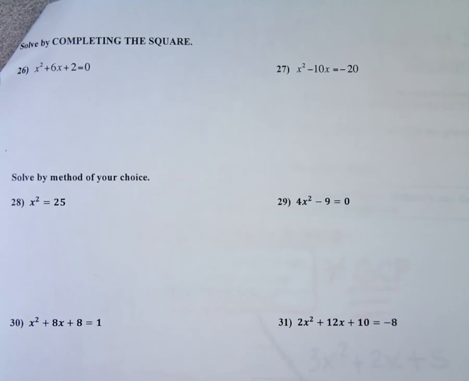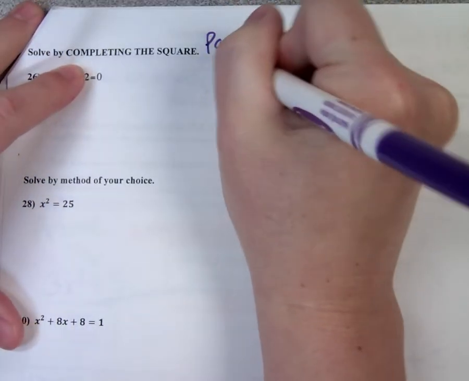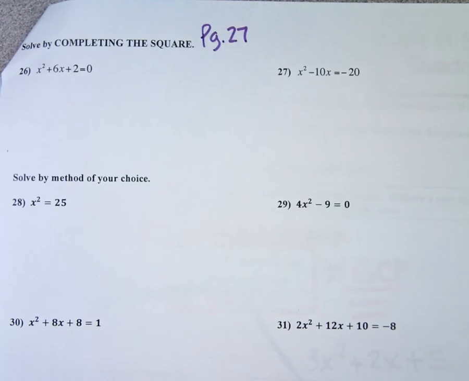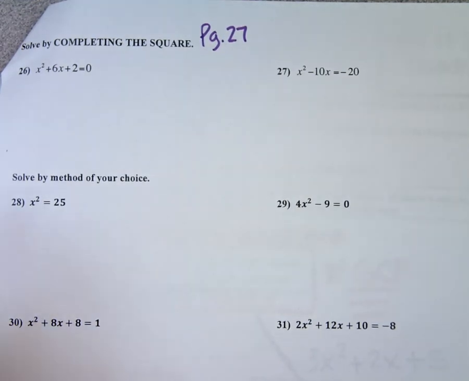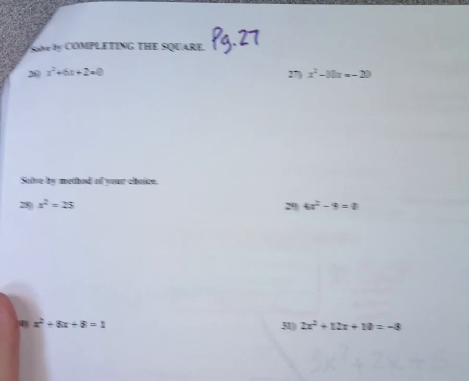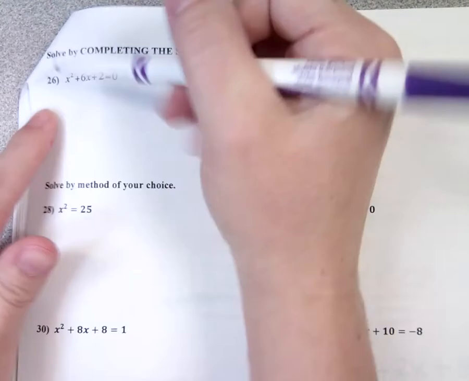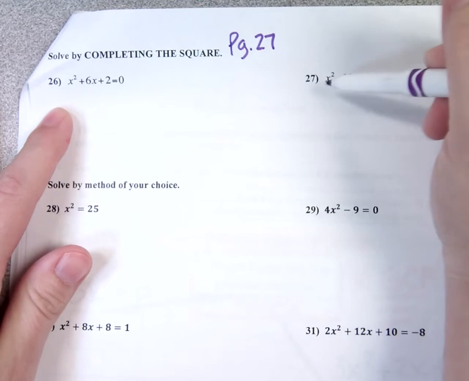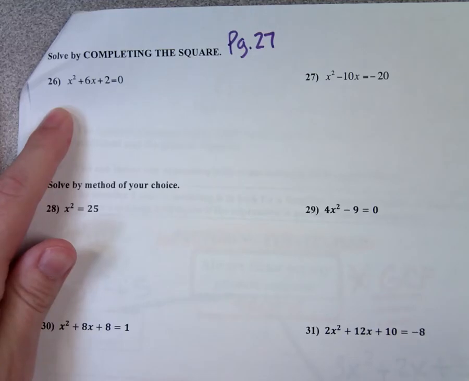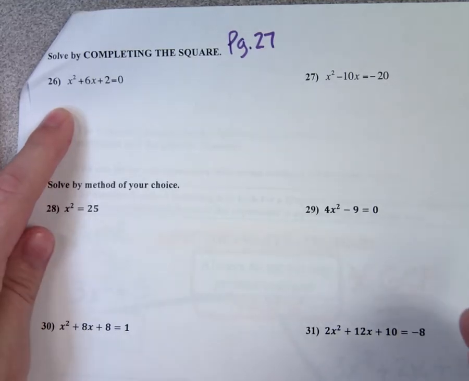Okay, let's finish this Unit 11 review. I am now on page 27. The first two problems want me to solve by completing the square. So this is where I want my leading coefficient to be a 1, and we haven't practiced any problems where they weren't a 1, so we don't have to worry about that.